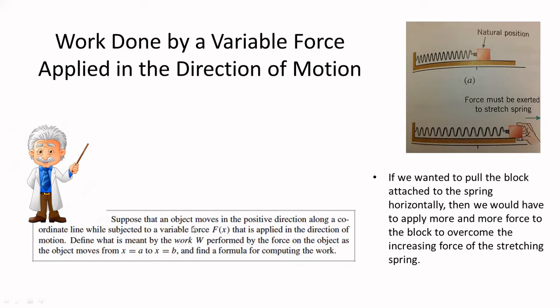Now suppose that an object moves in the positive direction along a coordinate line while subjected to a variable force. So take note, this time, the force is variable. So meaning it's not constant. If you notice specifically, it's a function of x. Now, it's variable force that is applied in the direction of motion.